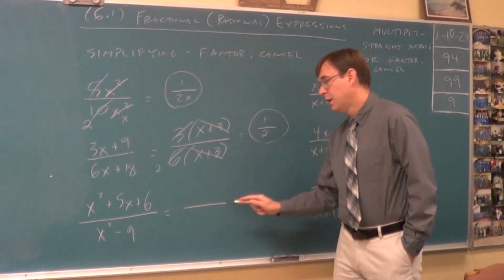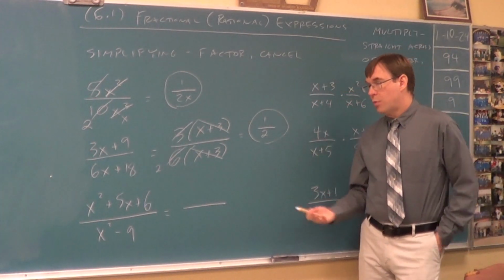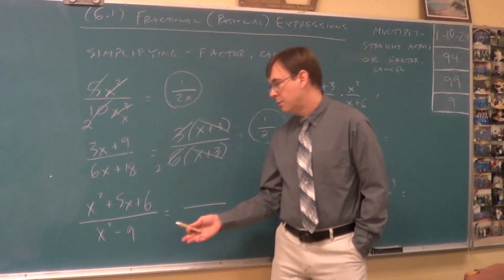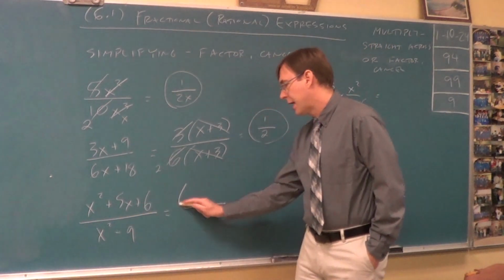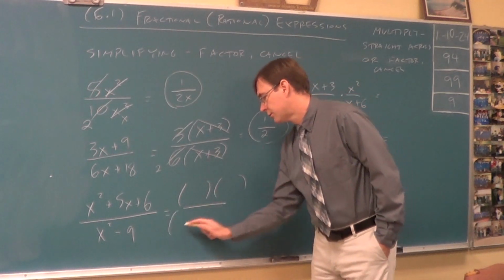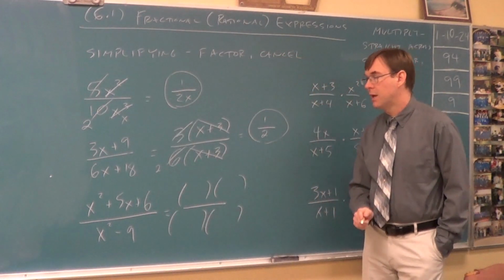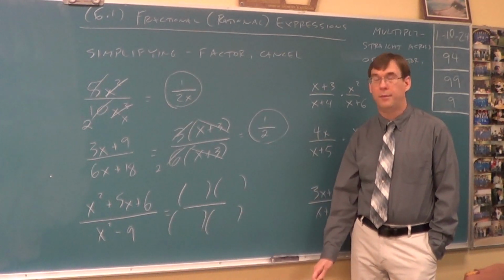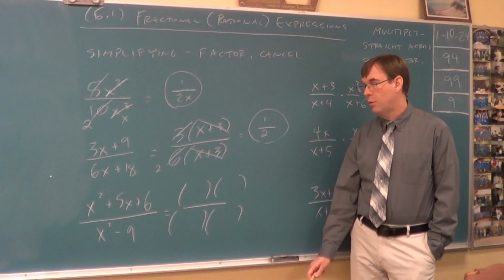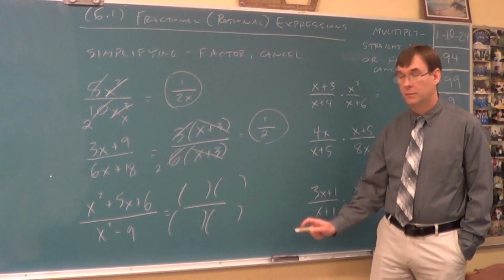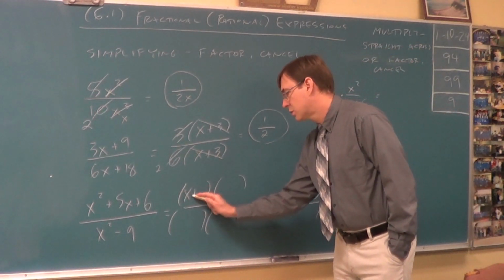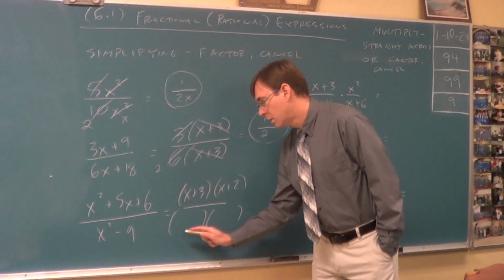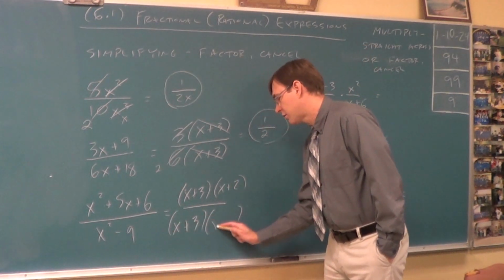Okay, third one. Either factor the top or factor the bottom, doesn't matter. But again, you can't cancel yet because there's too much adding and subtracting going on. We're going to have to make some factors. And then you're going to be allowed to cancel the factors, because factoring means it's now a multiplication problem. Anybody factor top or factor bottom? x plus 3, x plus 2 for the top works for me. x plus 3, x minus 3 works for me for the bottom.